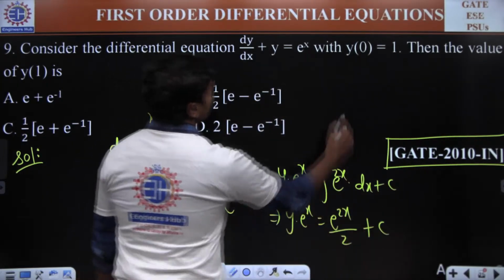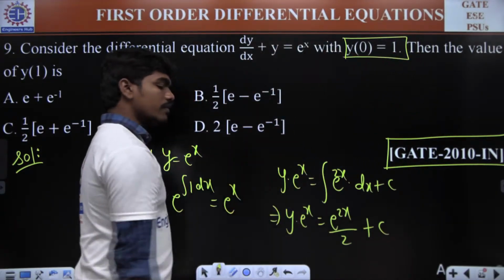Now, it's given y of 0 is equal to 1, means when x is equal to 0, y value is 1.